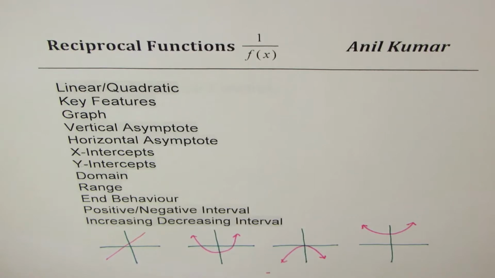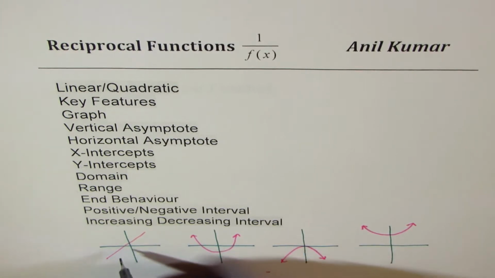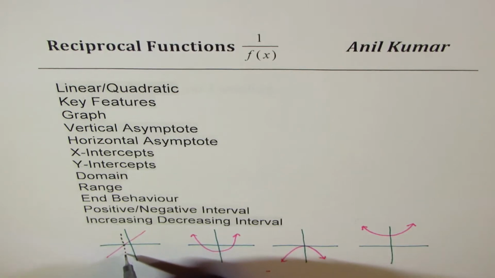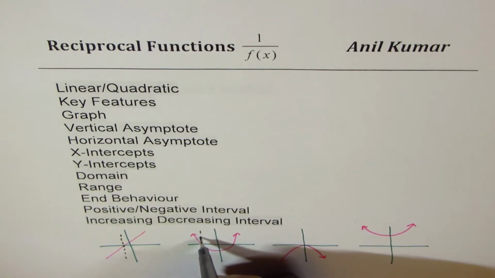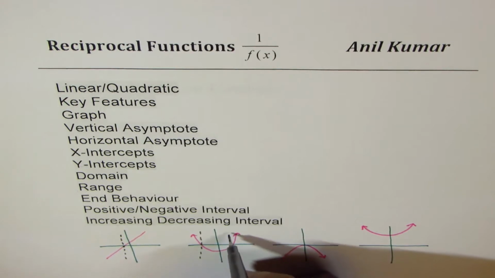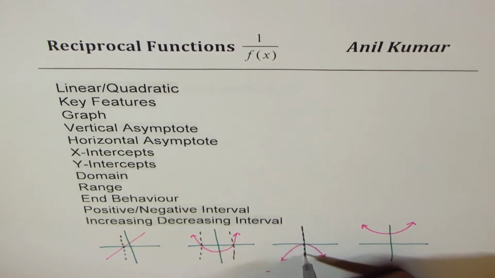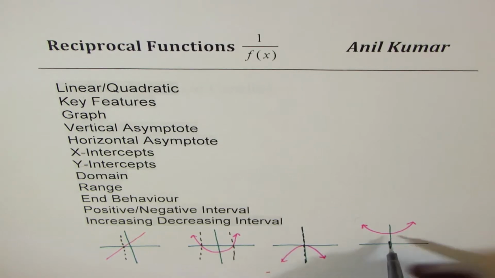Now, if I have to sketch reciprocal of these functions, then they will be kind of like this. Wherever there is an x-intercept, we'll actually have a vertical asymptote, right? So we'll have vertical asymptote at the x-intercepts. In this case, right there. No vertical asymptote here.